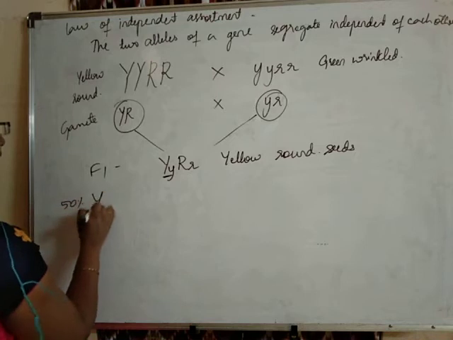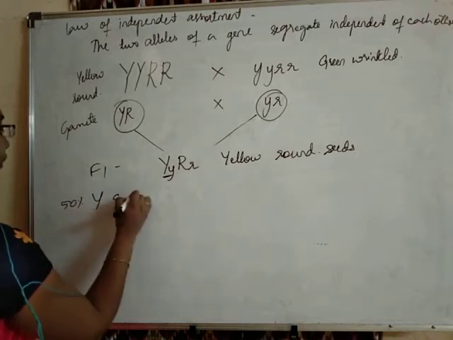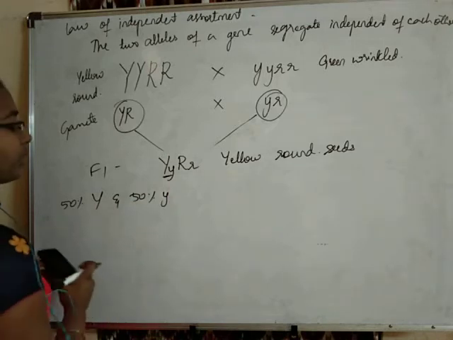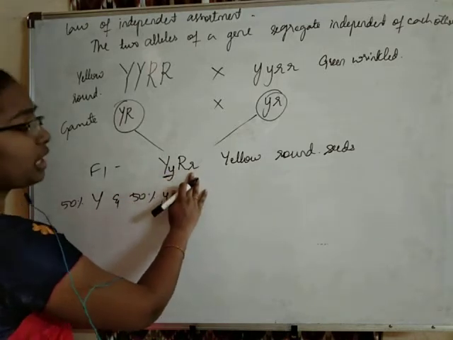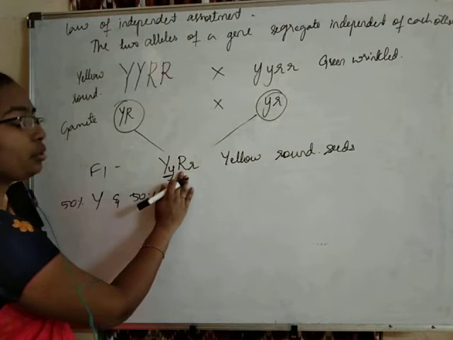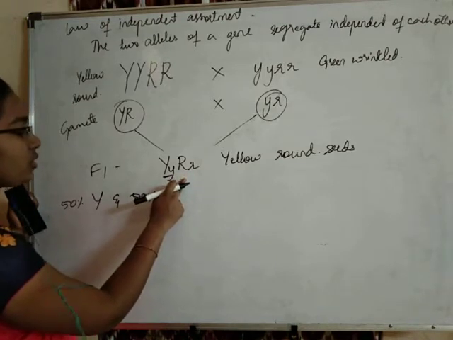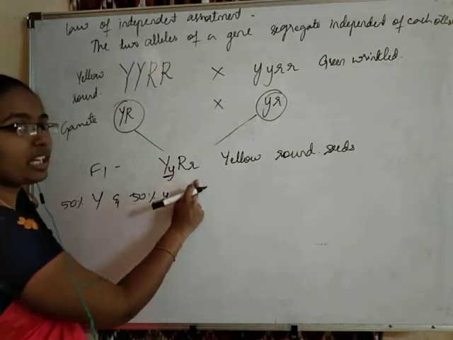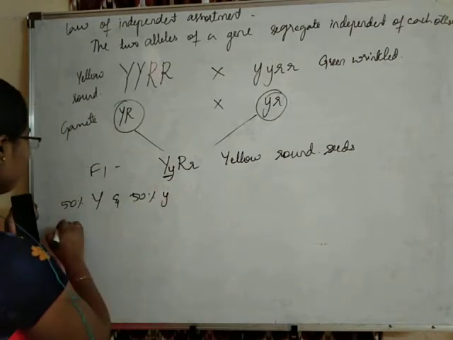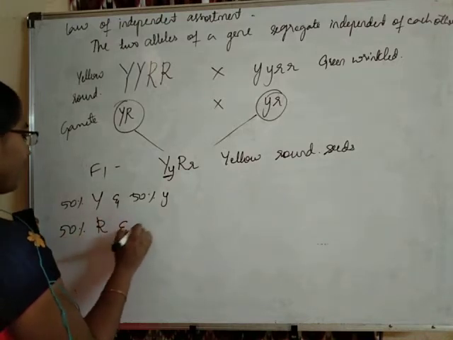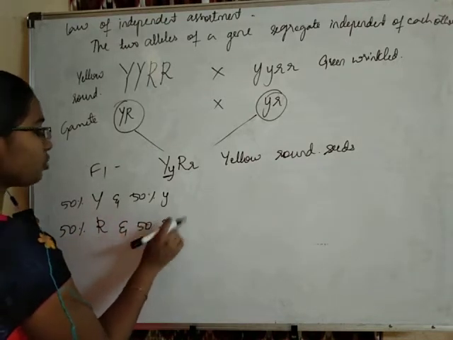50% of them contain capital Y and the other 50% contain small y. Okay. And capital R, small r is also the same. They are two different alleles. Capital R is possessed by 50% of the gametes, and small r is possessed by the other 50% of gametes. So, 50% of gametes contain capital R and the other 50% contain small r.